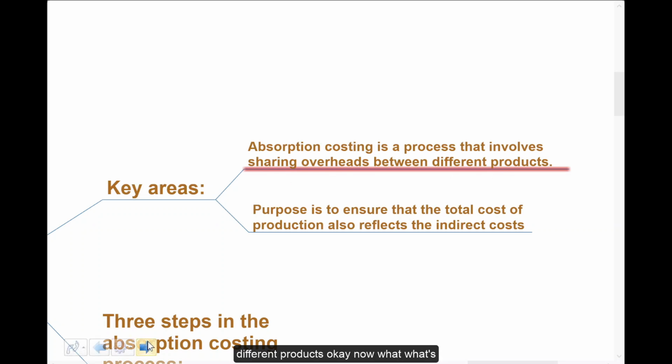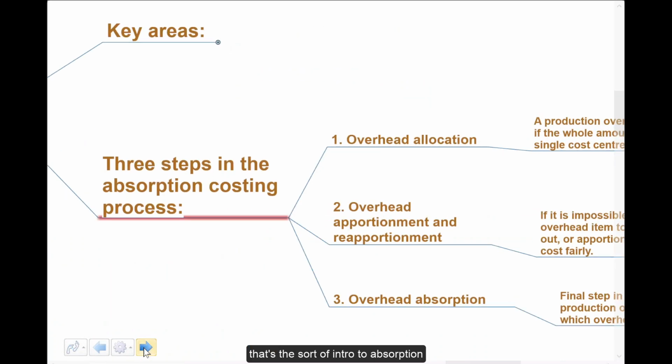Okay? Now, what's the purpose of absorption costing? Well, pretty similar to the purpose of most costing techniques, but let's be specific here. It's to ensure that the total cost of production also reflects the indirect costs. In other words, what we're trying to do is to absorb into different products some areas of expenditure, of expenses that aren't, strictly speaking, direct, or they weren't easy to establish. They're more overhead based. Okay? So that's the sort of intro to absorption costing.